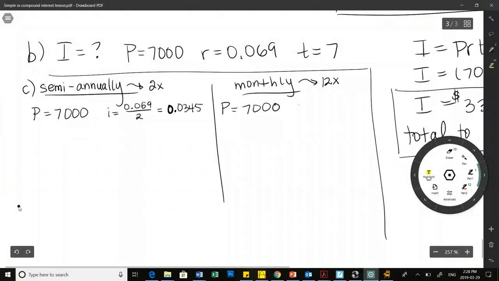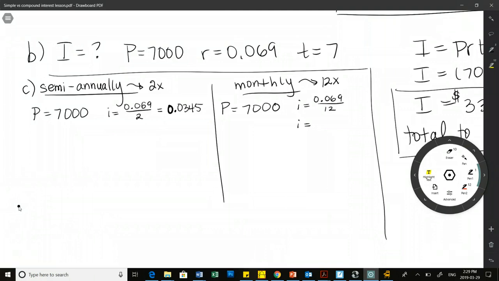Okay? This guy over here, when I calculate i, is going to be divided by 12, because it's 12 compounds per year. So I want to split my 6.9% into 12 equal little interest slices that I earn each month. So my 0.069 divided by 12. If you want, you can leave this as a fraction. But if we divide it, what do we get? 0.00575. Okay, great.